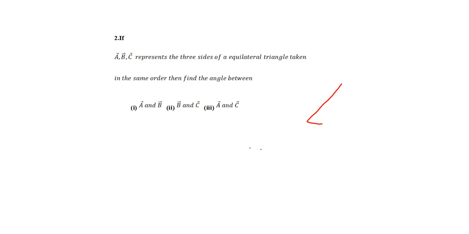60 degrees. This is A bar, this is B bar, this is C bar. So angle between these vectors is 60. Here 60 degrees. But one condition given here is three sides of a equilateral triangle taken in the same order.